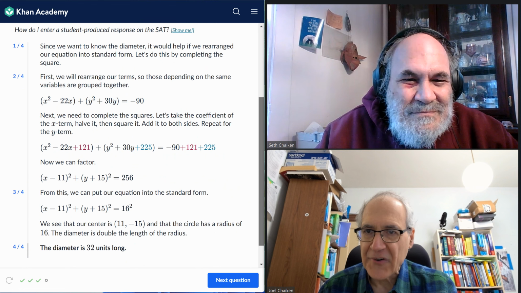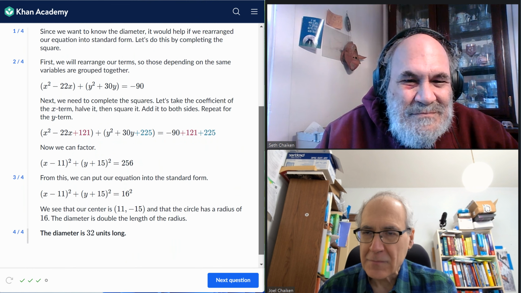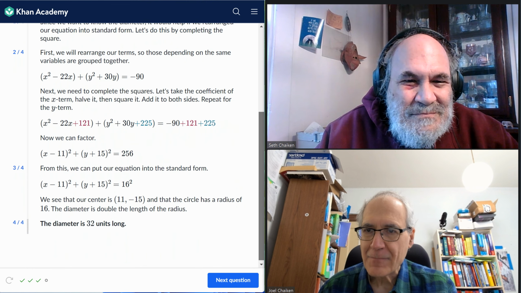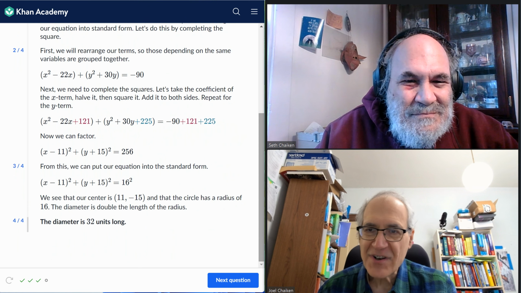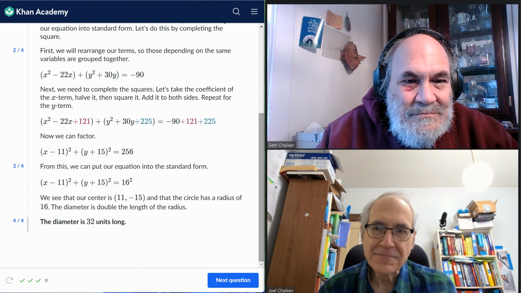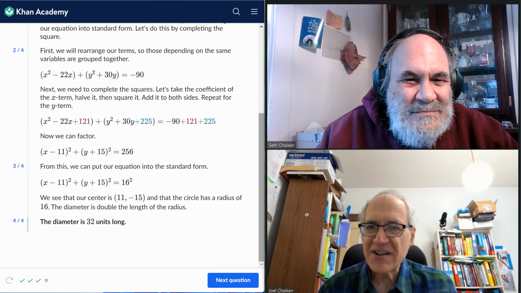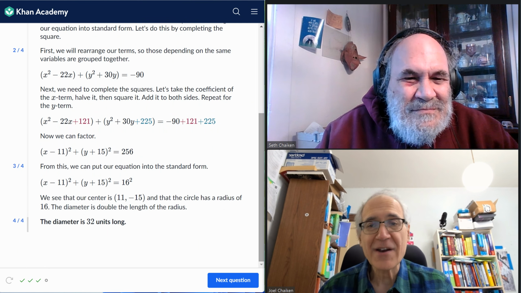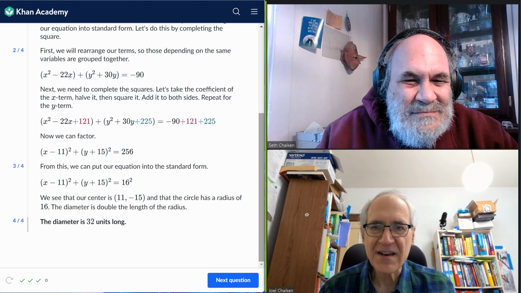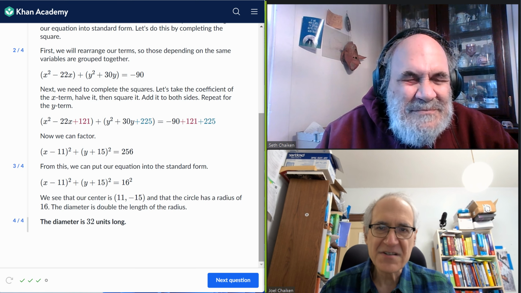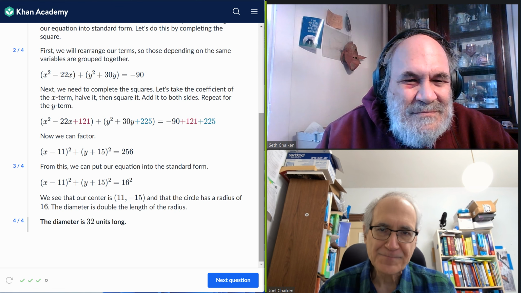There we go. Oh, I see. Wow, they should have done it like the way you did it. Wait. Oh no, now we need to complete the square. Let's take the coefficient of the x term, halve it, and square it. Right, they use the formula method. You add it to both sides. Okay, so they added it to both sides.